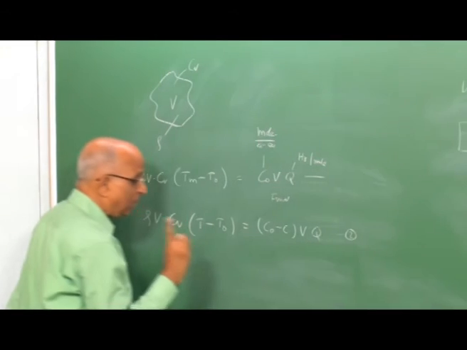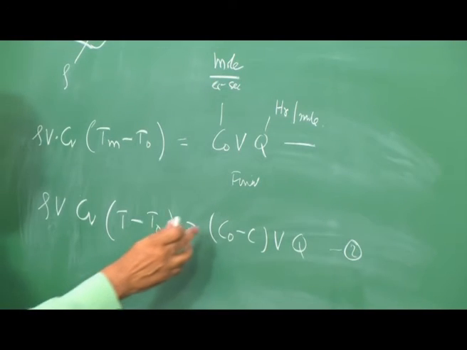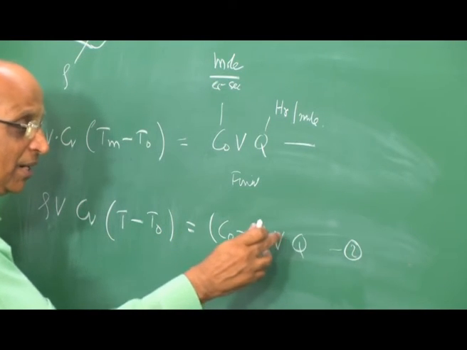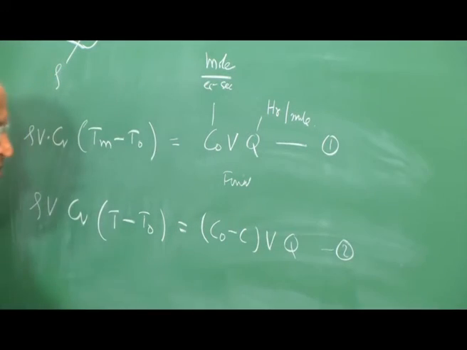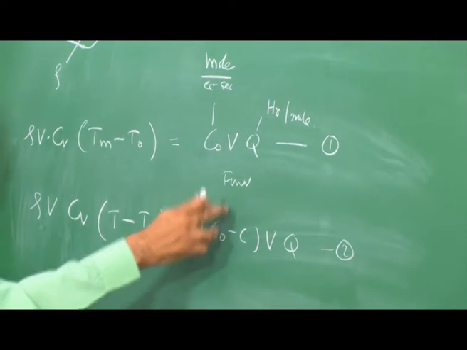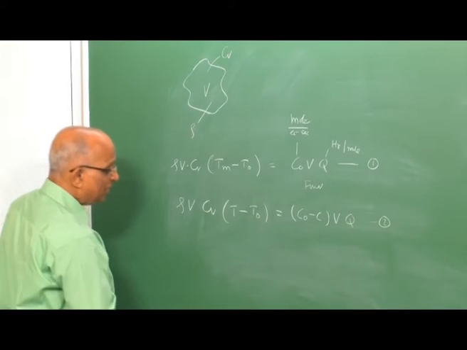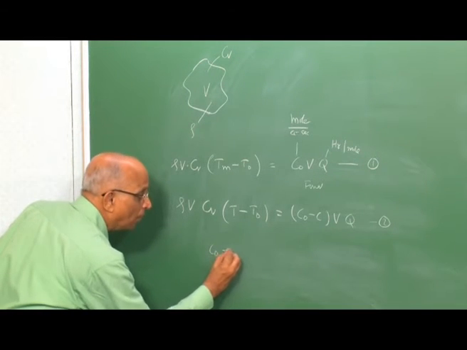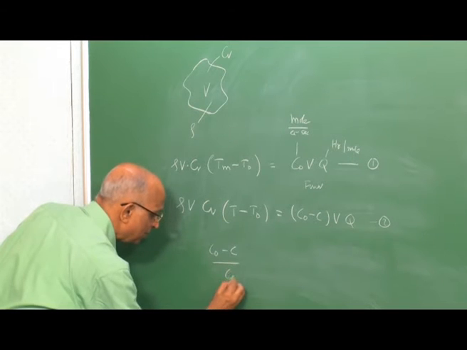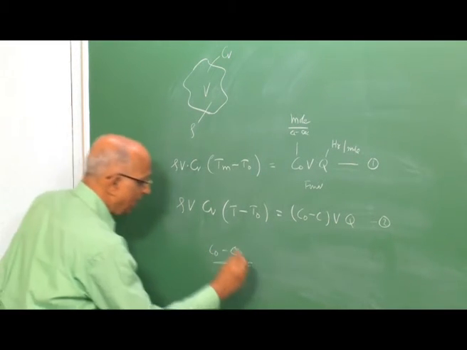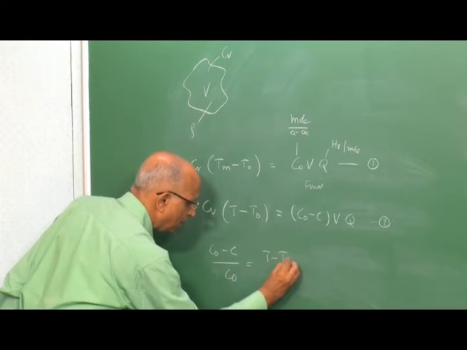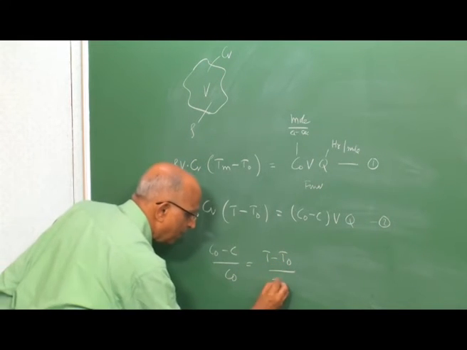And I keep telling this because to be able to calculate the rate, we need the path. Therefore, I am looking at some intermediate value. I take this initial value, and if I take the ratio of these two, that means I divide equation 2 by equation 1, what do I get? I get C0 minus C divided by C0 is equal to T minus T0 divided by Tm minus T0.